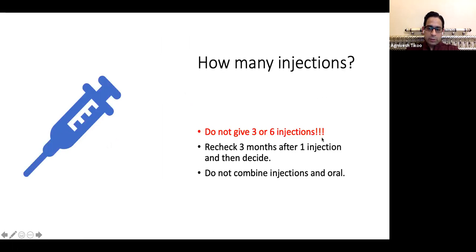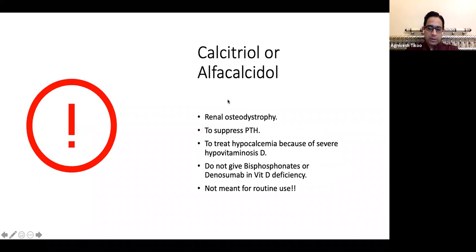Do not prescribe 3 to 6 injections of vitamin D. They will lead to toxicity. If at all you are forced to give an injection, give one injection and recheck vitamin D in 3 months. And do not combine injection and oral. They will lead to toxicity. Another word of caution is for calcitriol or alfacalcidol.